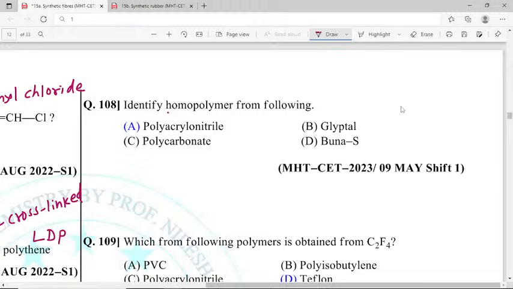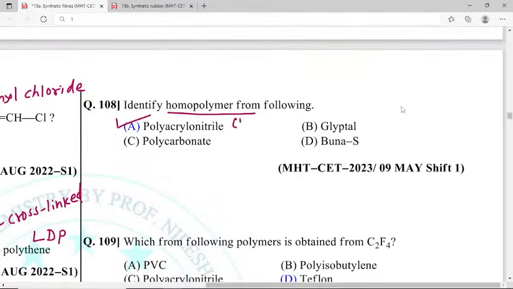Identify the homopolymer from the following. This is called polyacrylonitrile, a homopolymer. Homo, CH2 double bond CH and CN. So there is only one type of monomer here. Only one type of monomer.